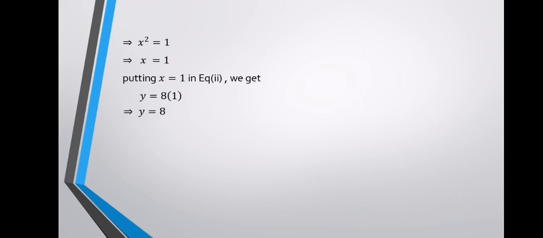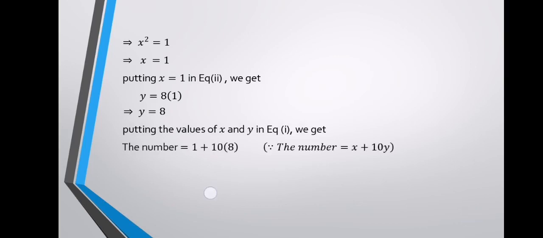Now since we are going to find out the number, and the number is x plus 10y, so we will put these values of x and y in the given number, since in place of x we have put 1 and in place of y we have put 8. So the number will become 81. So the required number is 81.